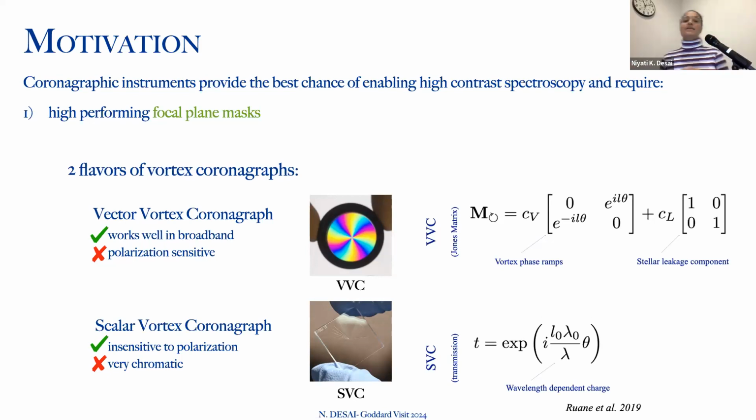And that one doesn't have any sensitivity to polarization, so it doesn't care if you send in totally unpolarized light, it's still able to put that spiral pattern into the phase, but it's extremely chromatic. And that's because it simply takes a piece of glass, let's say, and varies the thickness to have that phase ramp pattern on it. So that means you're getting a scalar pattern.